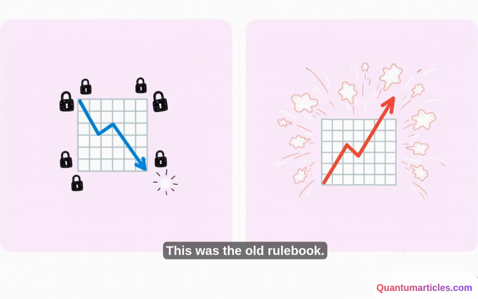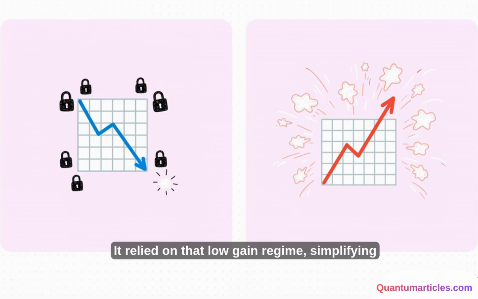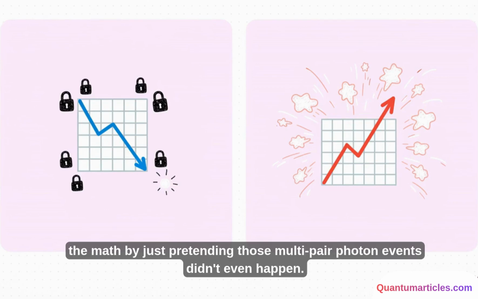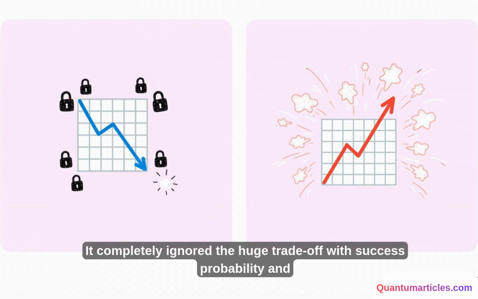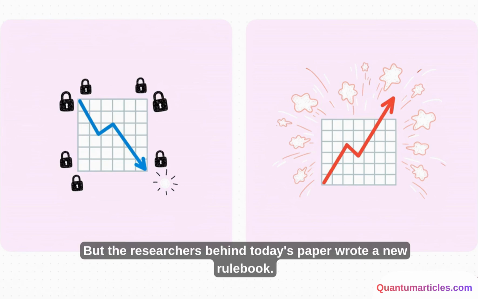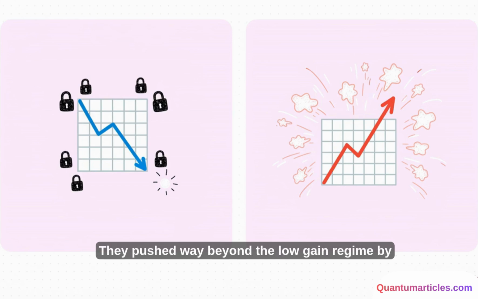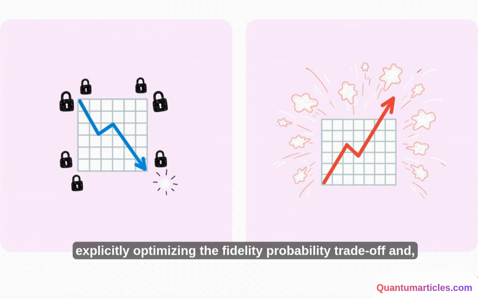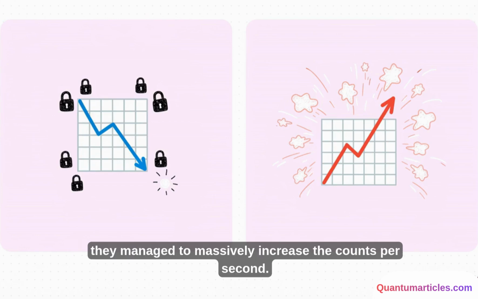This was the old rulebook. It relied on that low-gain regime, simplifying the math by just pretending those multi-pair photon events didn't even happen. It completely ignored the huge trade-off with success probability and left us with extremely low success rates. But the researchers behind today's paper wrote a new rulebook. They push way beyond the low-gain regime by explicitly optimizing the fidelity probability trade-off and, get this, actually embracing those higher-order emissions. They managed to massively increase the counts per second.